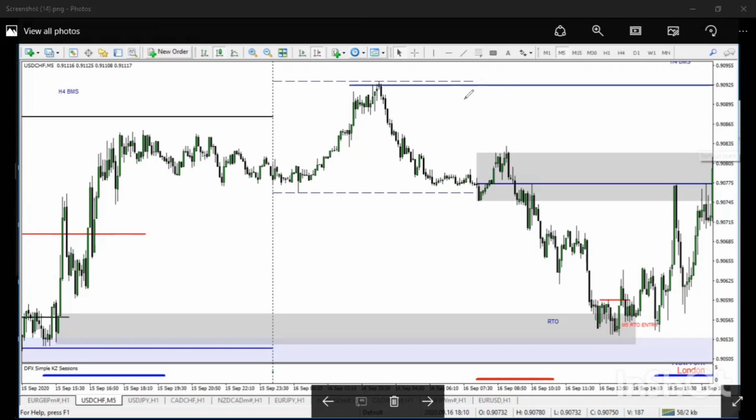Can you try to use the annotate? You can use the annotate so you can draw on the chart. Okay, let me do a draw.